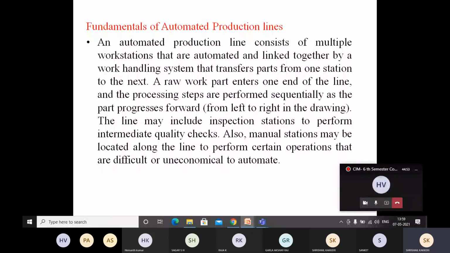And here another important thing is testing in process. In process, there are two types of testing: one is inline testing and the other is offline testing. Offline testing is where the part will be removed from the conveyor, the testing will be done, and again it will be uploaded onto the transfer system. That is offline testing.